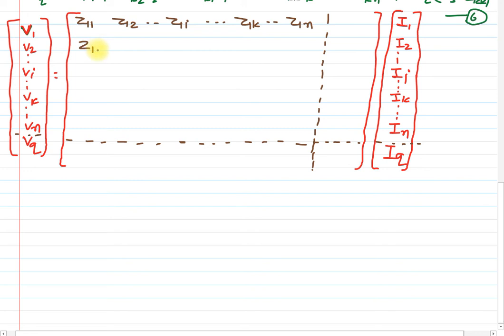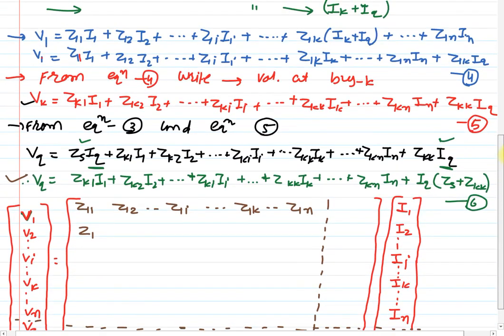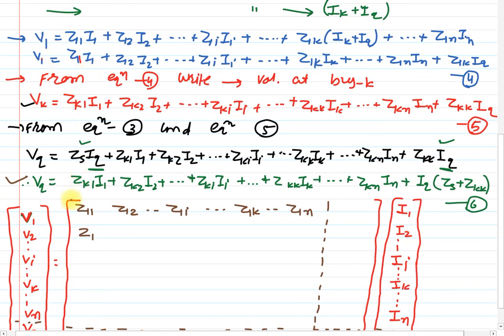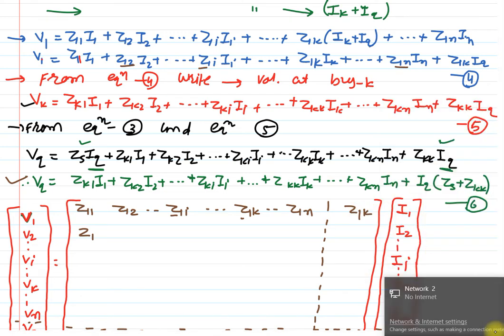Z1, 2. Yes, one more thing here left. Just recall this equation number 4. Here we have written for voltage at bus number 1, which is Z11, Z12, Z1i, Z1k, Z1n, and the last element, which is Z1k. Again it is Z1k. Clear?